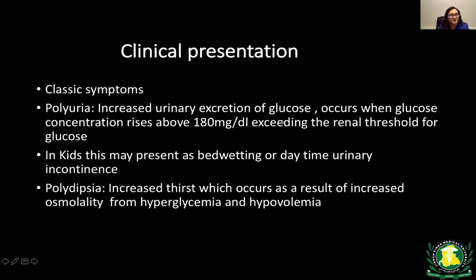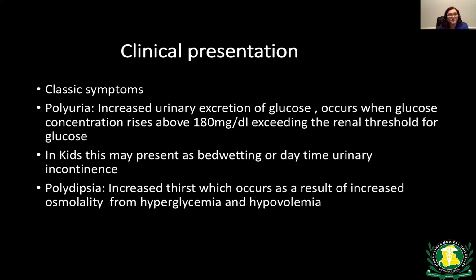So classic symptoms include polyuria. Now, polyuria, the increased excretion of glucose, only occurs when the glucose concentration rises above 180 milligrams per deciliter, which is the renal threshold for glucose excretion. If the glucose is under this level, the kidney is capable of preserving the glucose. In kids, this may present as bedwetting or daytime urinary incontinence.